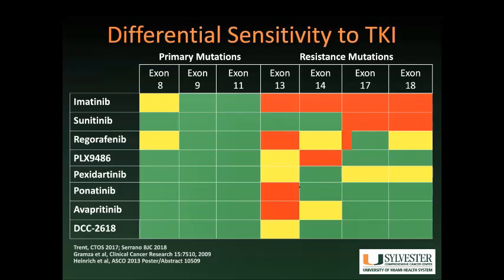I have a double question. So, what is the most common secondary mutation of an exon 9 primary mutation? And which experience do you have regarding the effectiveness of Ripretinib, DCC 2618, after progress under Imatinib?